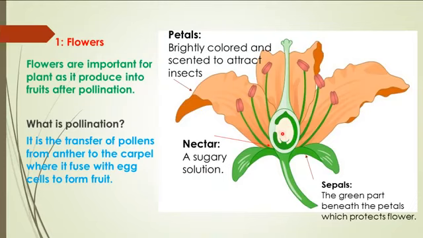After fusion, the ovary develops into fruit. This is called pollination. Pollination is the transfer of pollen from anther to the carpel.